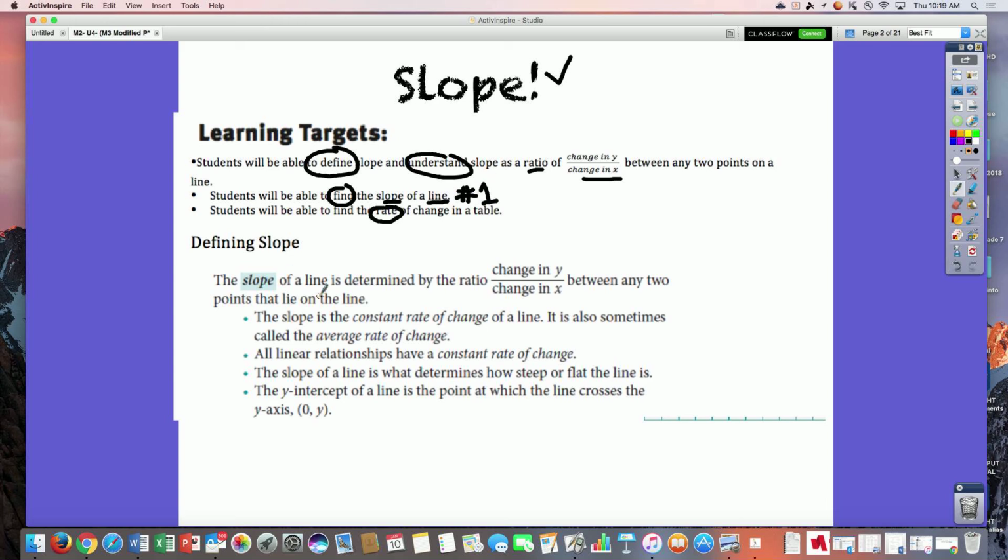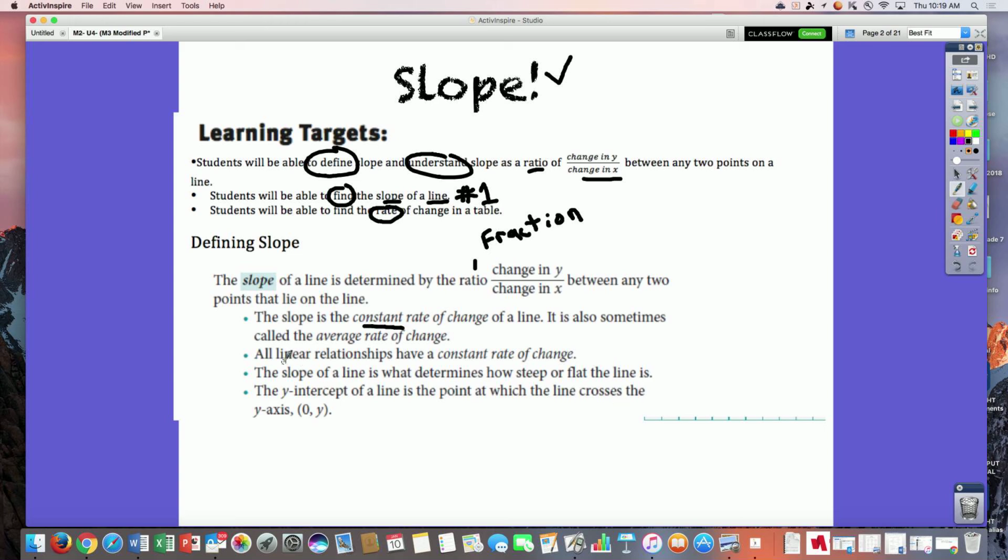The slope of a line, please read along as I'm going over. The slope of a line is determined by a ratio. Ratio means fraction, right? A fraction, the change in y over x. And it's between any 2 points in a line. And we're going to show you 2 easy ways to do that. The change in y over the change in x. Slope is a constant rate of change. Keyword in there is constant.